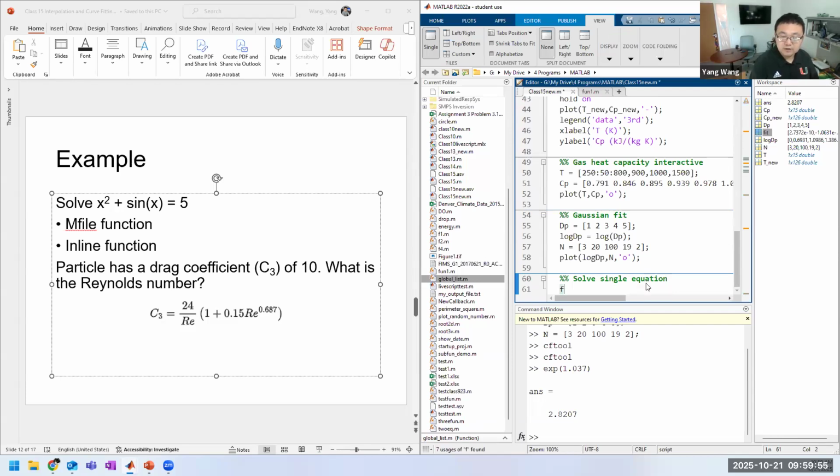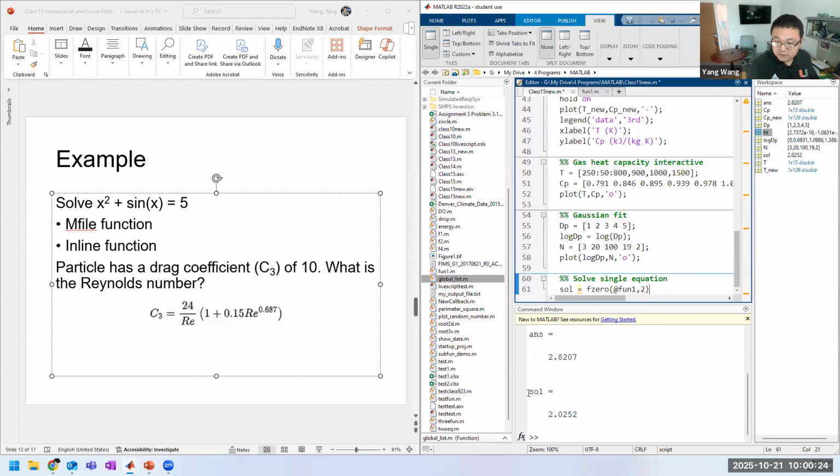So then solve single equation. Okay, so you can do fsolve. Let's say solution, f0, and then let's say we use a function handle. And then we need to provide the initial guess, right? What is the initial guess? We do 2, right? Because we know that the square root of 5 is close to 2, and then there should be a solution nearby 2. Okay, so then we can run it.